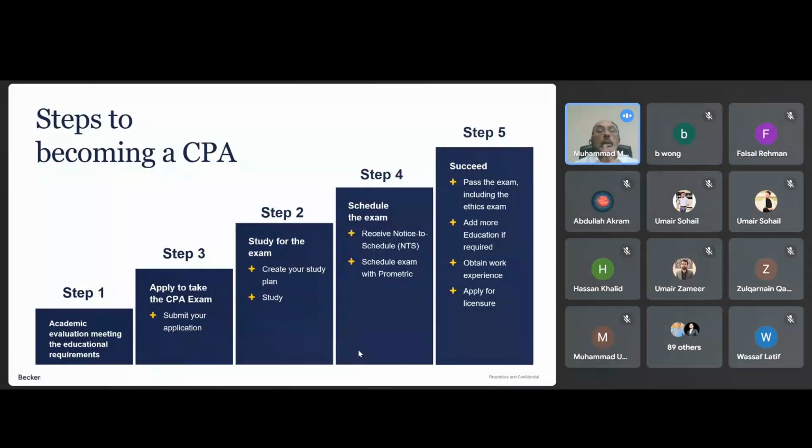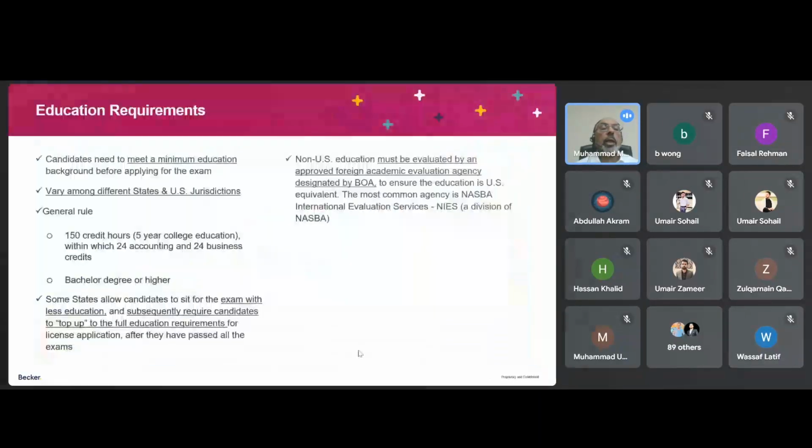Okay, so there are 5 steps. I already mentioned the same 5 steps, like having the evaluation. Step number 2 is study for the exam, and step 3 is applying for examination, registration with the state board. Then step 4 is scheduling your exam on the basis of the notice to schedule exam, and then the fifth part is on passing. You have to take an ethics exam, and you have to add more education if required. You have to obtain the work experience and apply for license. This is the fifth step. These 5 steps were already explained on the earlier slide as well.